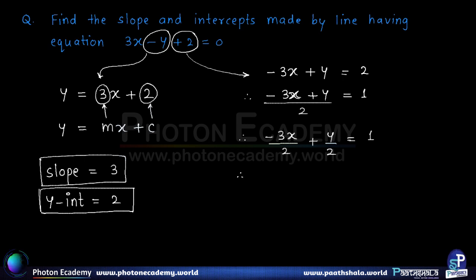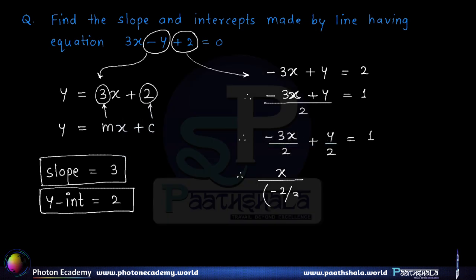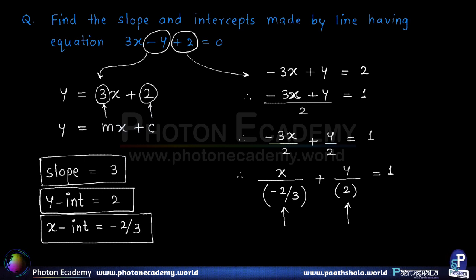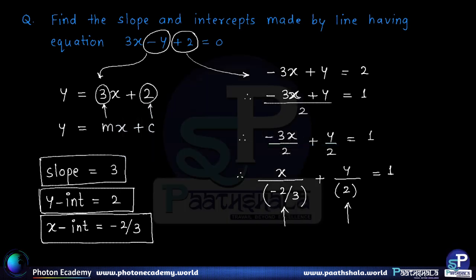We just rearrange the first term. Minus 3x by 2 can be written as x upon minus 2 by 3, plus y upon 2 is unchanged, there is no difference to that, and anyways we have already got the y intercept as 2. The only remaining part was the x intercept, which is nothing but minus 2 by 3. So here we get the x intercept also as minus 2 by 3. So that's how we can calculate the slope and the intercepts of any line whose general equation is known to us.